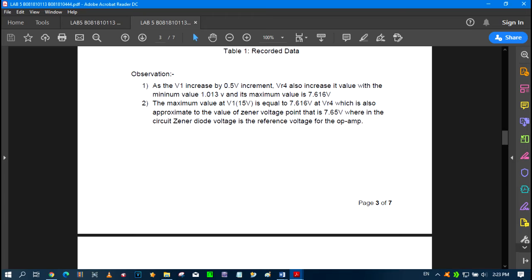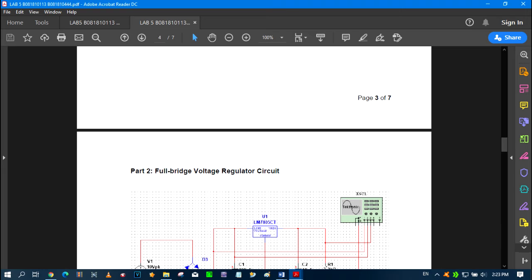If the output voltage increases, the decreased base emitter voltage causes transistor Q1 to conduct less, thereby reducing the output voltage, maintaining the output constant.